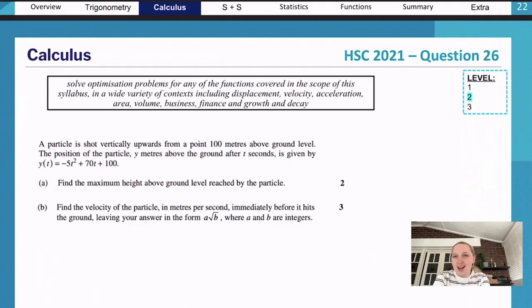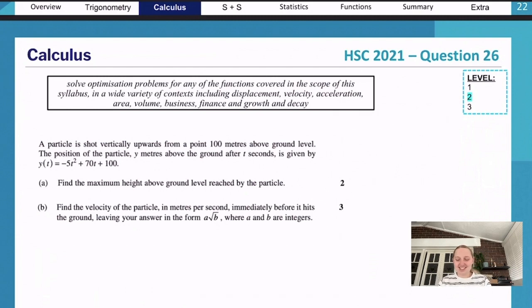So a super common way that this does come up is in terms of particles. So you think about a particle that is shot vertically upwards from a point 100 meters above ground level. The position of the particle y meters above the ground after t seconds is given by y(t) equals minus 5t squared plus 70t plus 100.